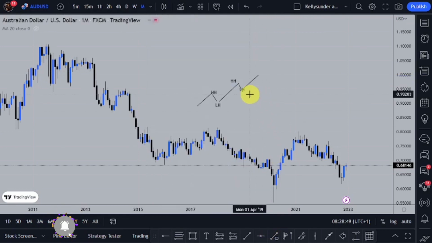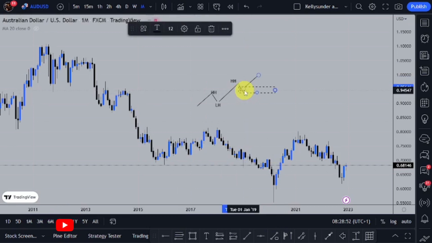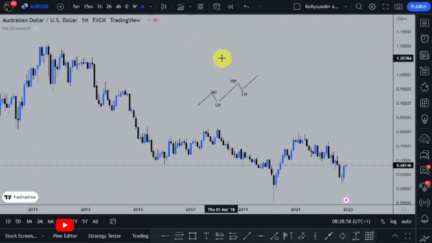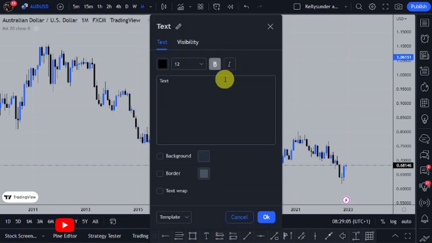So higher highs, so this is for what? Uptrend. When the market is in an uptrend, this is what you definitely see, right? You see higher highs forming and lower highs forming. That is the market structure for what? Uptrend. Okay, that is the market structure for an uptrend.